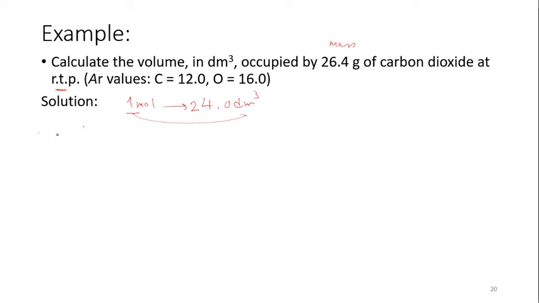First I need to know the molar mass of carbon dioxide. So if I calculate the molar mass of carbon dioxide, it's equal to 12 plus 2 multiplied by 16, and this will be equal to 44 grams.